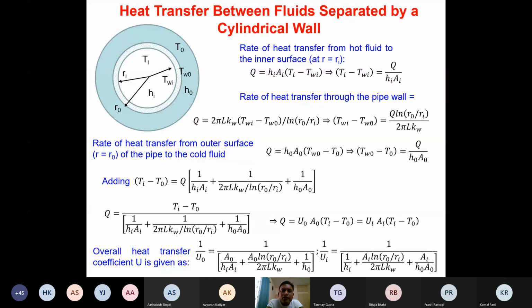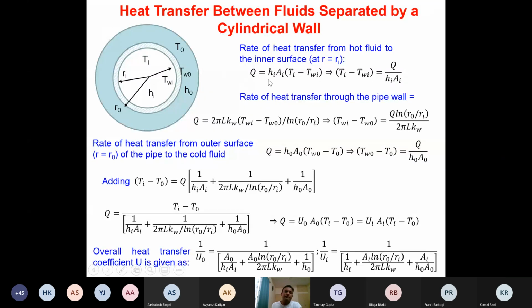Okay. Now a similar analysis to what we have done for the planar geometry can be done here also. Again, at steady state you can clearly see that Qi should be the same as Qw, and that should be the same as Qo, isn't it? So all three rates of heat transfer should be the same, Q. I have omitted the subscripts here. So Q is the rate of heat transfer from the hot fluid to the inner surface. Let's assume that the hot fluid is flowing inside the pipe, whereas the cold fluid is flowing in the annular region.